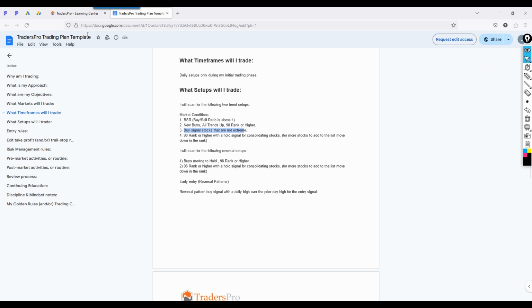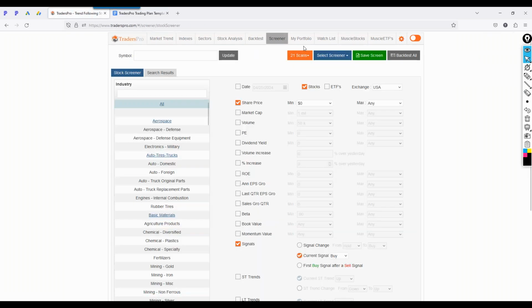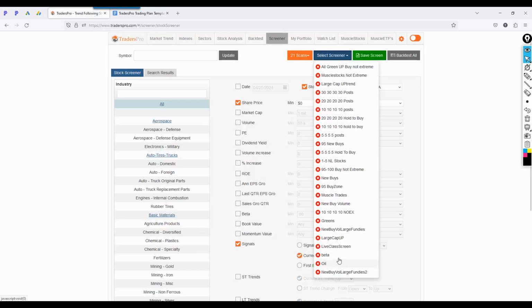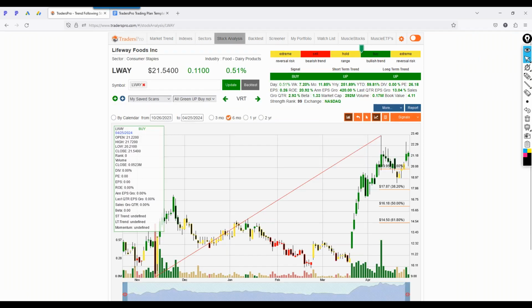If I have a scan looking for stocks that are not extreme, I could go into my screener, and I actually have somewhere in here 95 to 100 not extreme. This is going to pull in some of these stocks: 99, 100, they're ranked, they're in an uptrend, they're not extreme. Not extreme means they're not in this upper range. They've had really strong uptrends, but they're not extreme. It's okay to buy in that range, but it typically pulls back, and you may get a little bit better buy price. But even if it is extreme, sometimes that's okay.